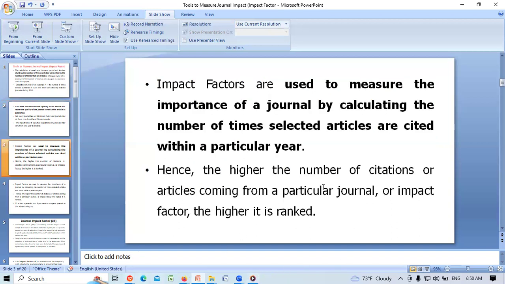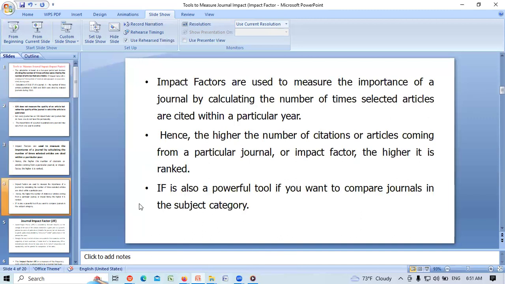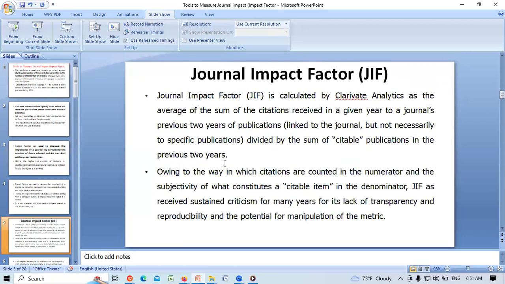Impact factors are used to measure the importance of journals by calculating the number of times selected articles are cited within a particular year. Hence, the higher the number of citations of articles coming from a particular journal, the higher its impact factor and the higher it is ranked. Impact factor is also a powerful tool if you want to compare journals in the subject category.